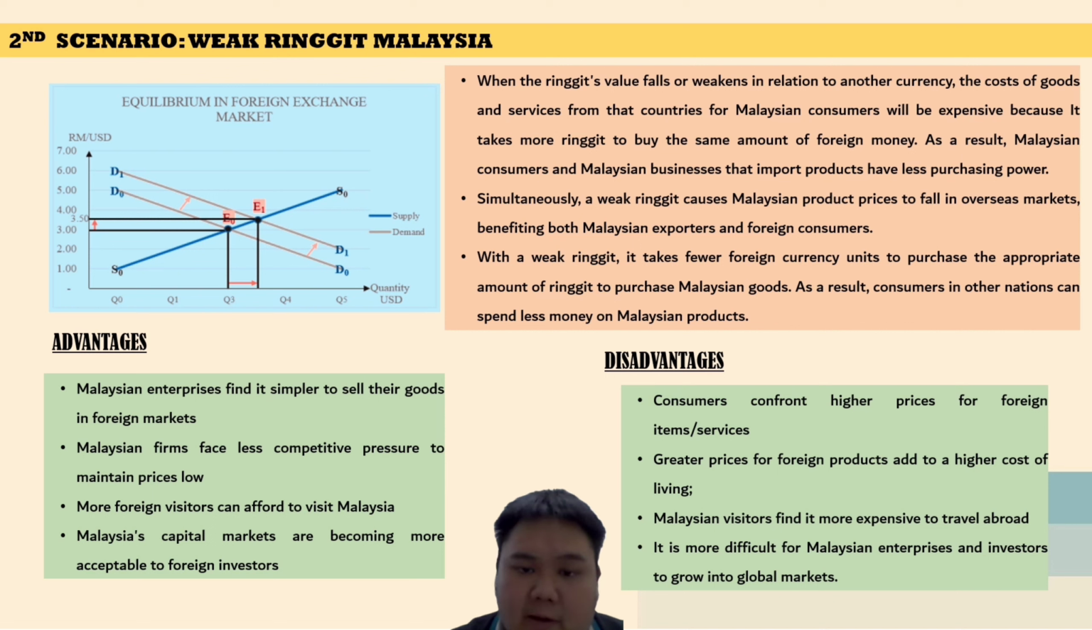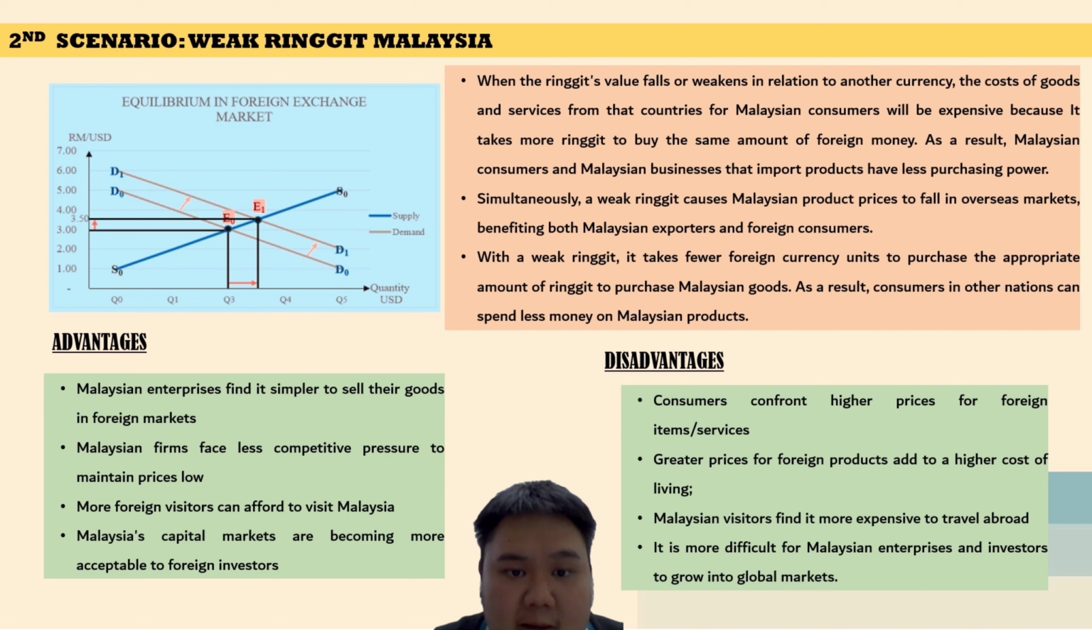Now we can see that when ringgit Malaysia becomes weaker, it will cause less demand on imports, but it will increase demand on exports. Why? Because people who stay in the United States are interested to buy our Malaysian products. Why? Because people in the United States will need a small amount of USD currency to convert to ringgit Malaysia. This will cause more demand on Malaysian products and it will help to increase Malaysia's exports.